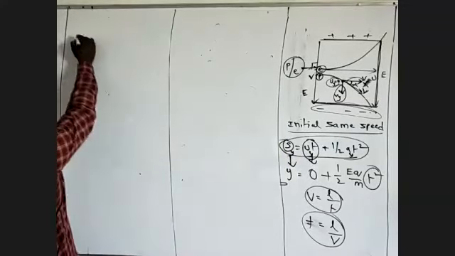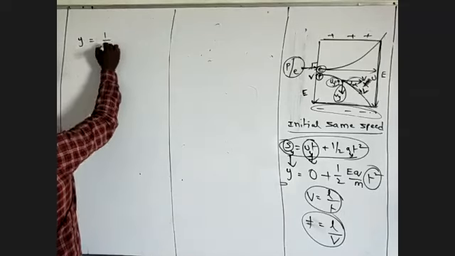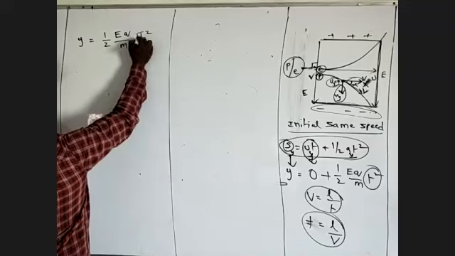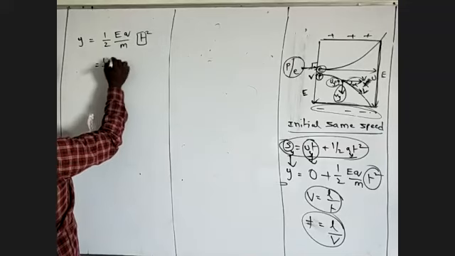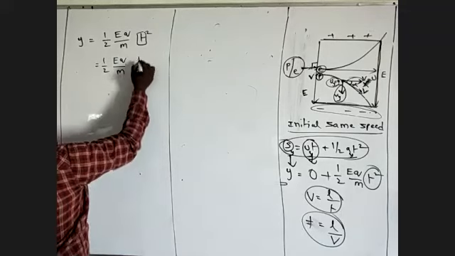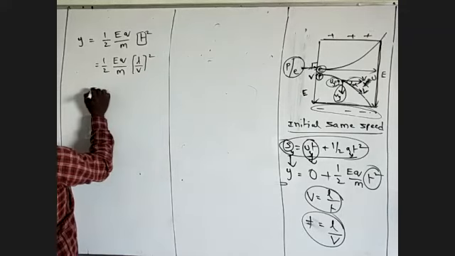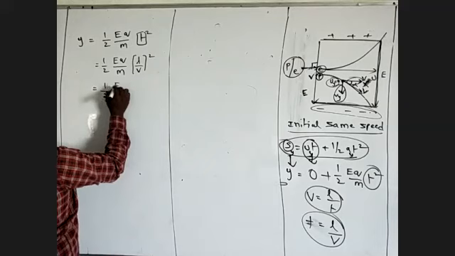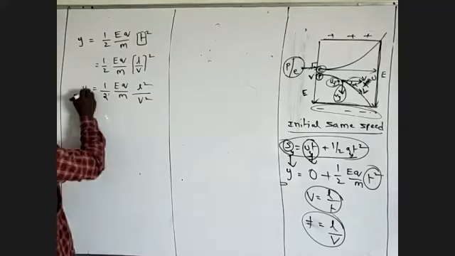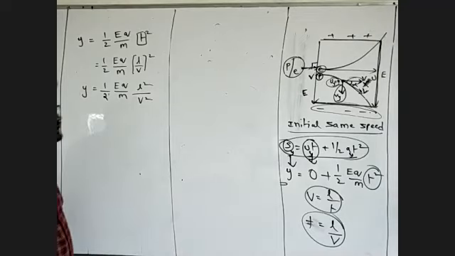Now y = ½(eE/m)t², and t = L/V, so y = ½(eE/m)(L/V)². That is y = ½(eE/m)L²/V². This is equation 1.